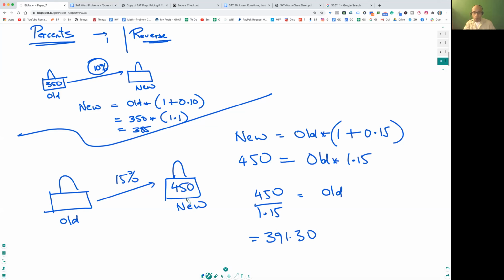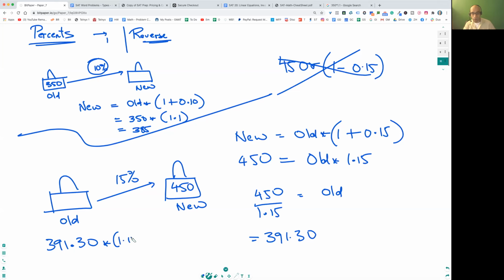Don't do it weirdly. Some people like to do 450 times 1 minus 0.15. That's wrong. Don't do it this way. It's got to be done this way. Look at it this way: 391.30, when you increase it by 15%, if you multiply by 1.15, you're going to get 450. So try that.